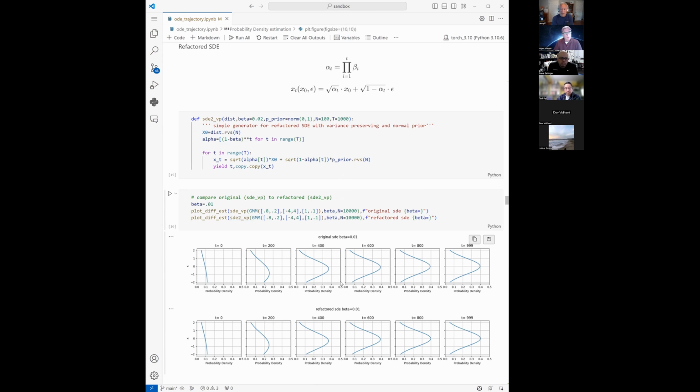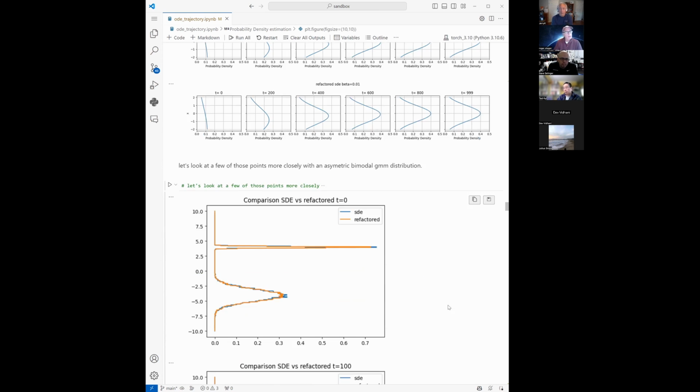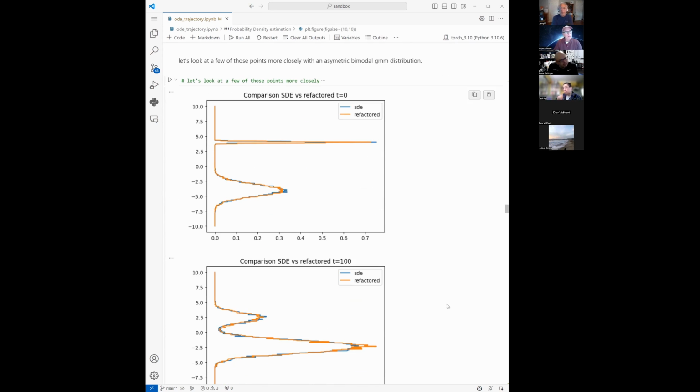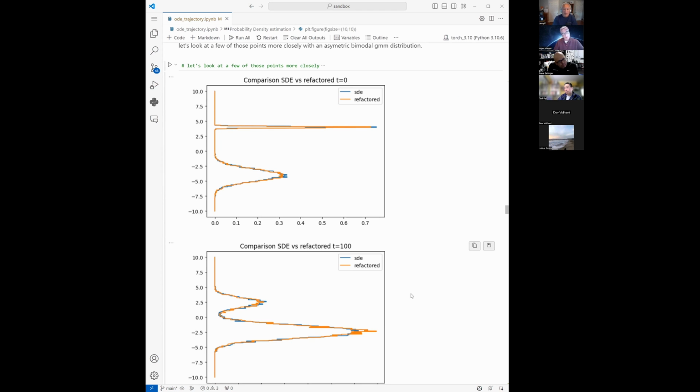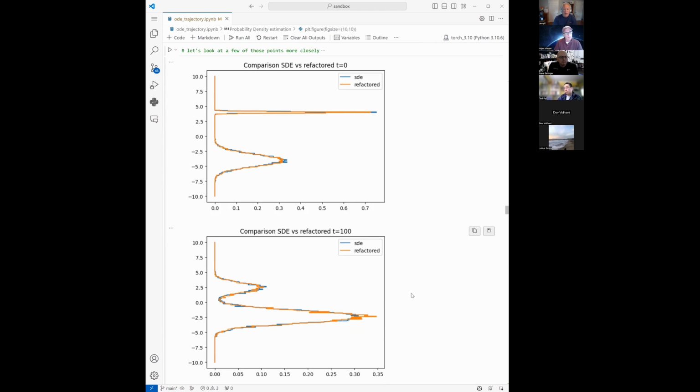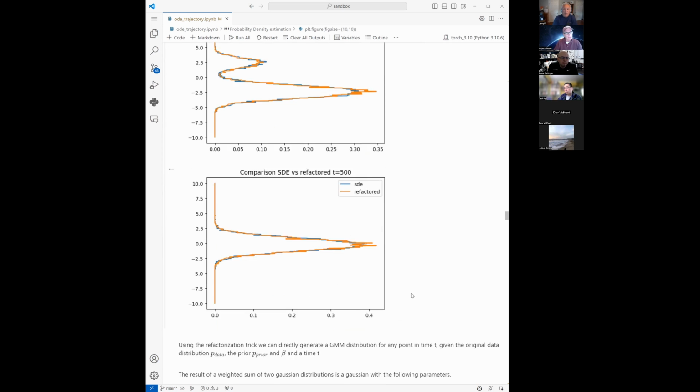And then I also did the same thing with a bimodal and then estimated it afterwards. So it's kind of the same thing.